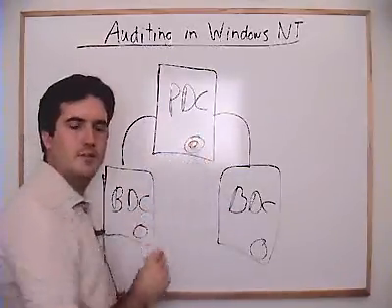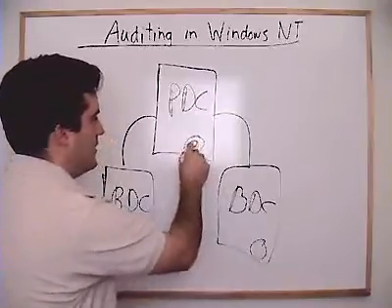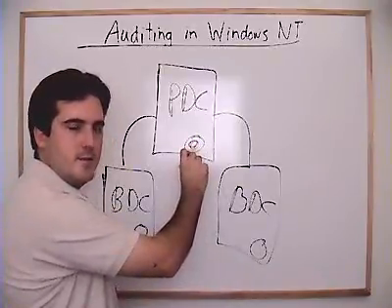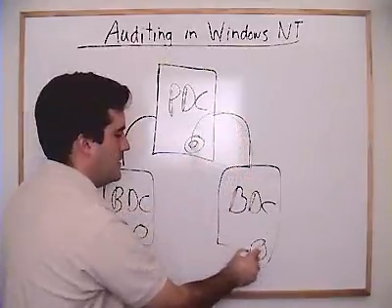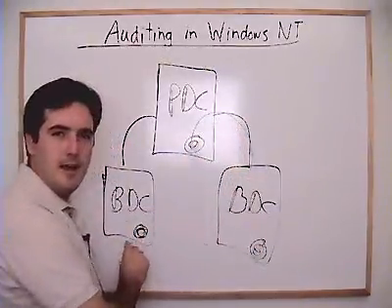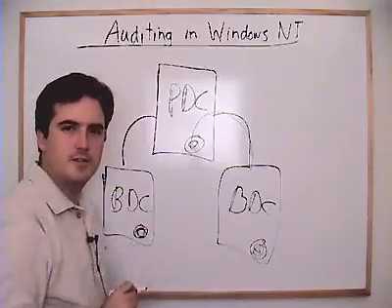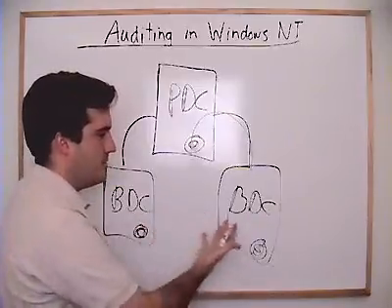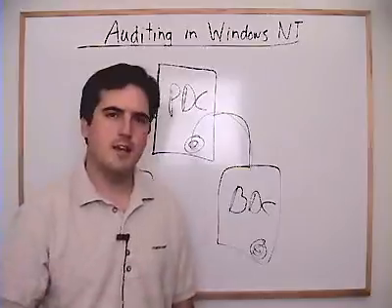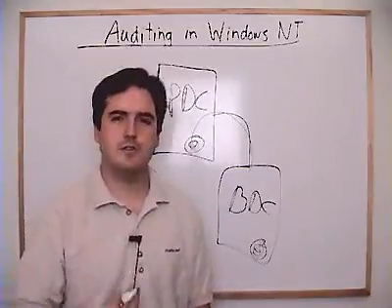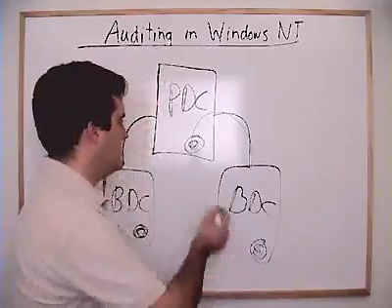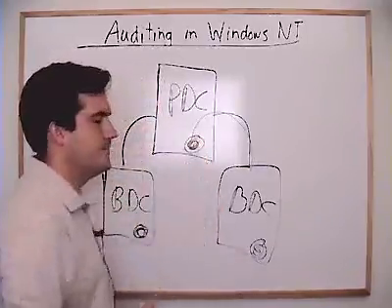Now, this one directory services database is the read-write version, the domain directory services database. That actual database gets copied down to each BDC and is stored on the BDC in a read-only state. The backup domain controllers are there to authenticate users, but when a change is made to the directory services database, when a new user is added, when a password is changed, that happens at the primary domain controller.